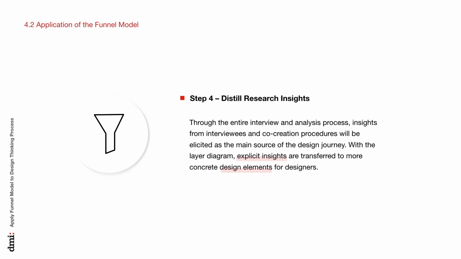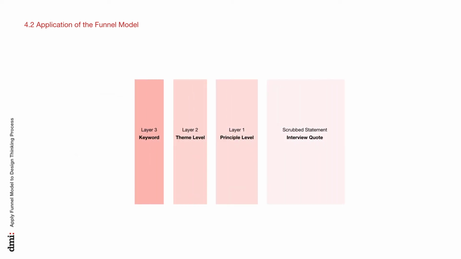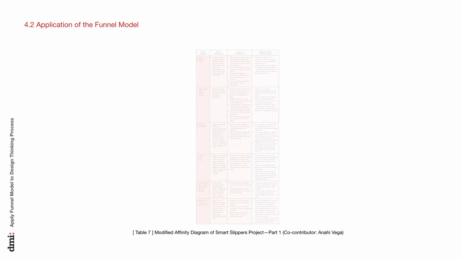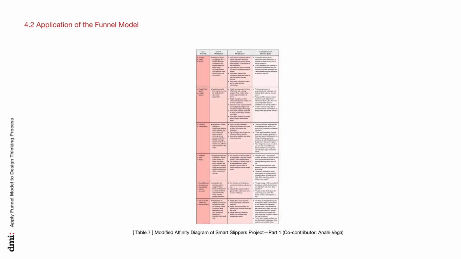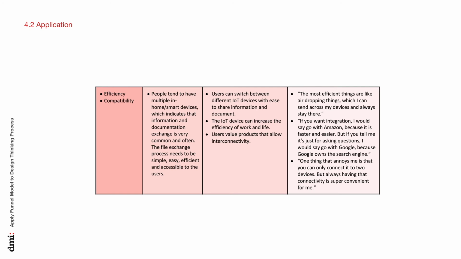Step 4. Distill research insights. A modified affinity diagram is used in this step. With 4 layers, the quotes and interpretations are filtered to keywords. These keywords help the design team to define the product features. Let's take a look at one example. With the help of keywords and insights, designers can better understand users' needs and find out the key feature of the product when we go to the ideate stage.